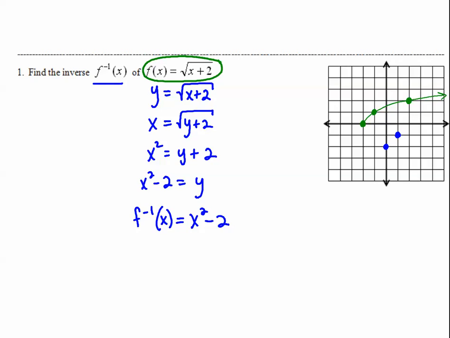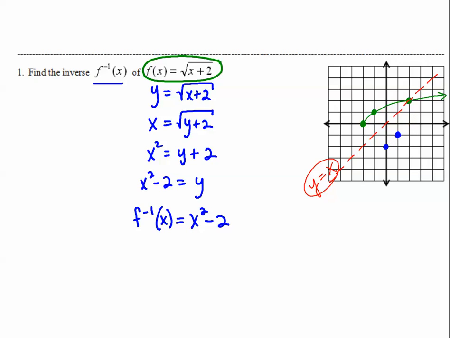Remember we said that graphically the inverse has to reflect over the line y equals x. Well, here is the line y equals x. This is that line that we're talking about, that line of reflection y equals x, that the inverses reflect over. So if I have this whole parabola, that's not the reflection of this green square root function. So I'm not graphing this entire thing. I'm only graphing half of it.